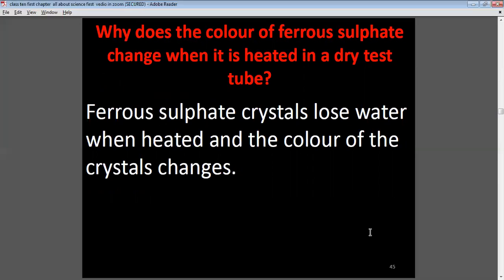One more question arises. Why does the color of the ferrous sulfate change when it is heated in a dry test tube? Ferrous sulfate crystals lose the water when heated, and the color of the crystal changes.